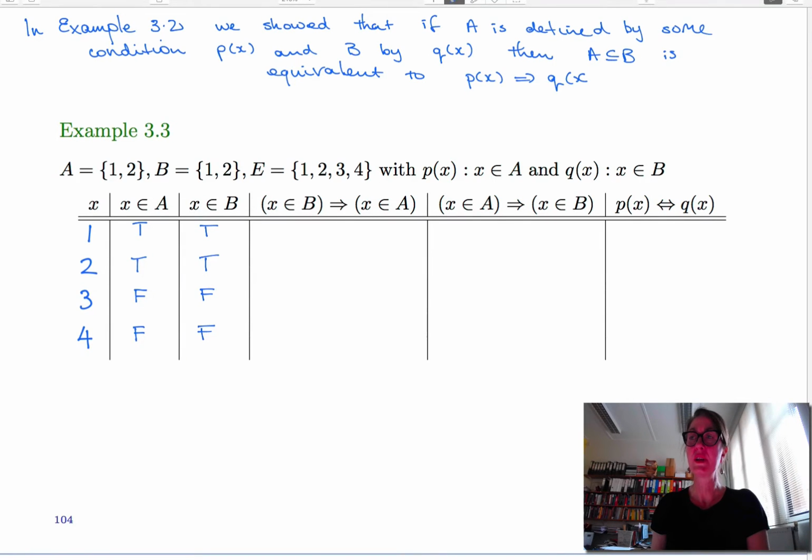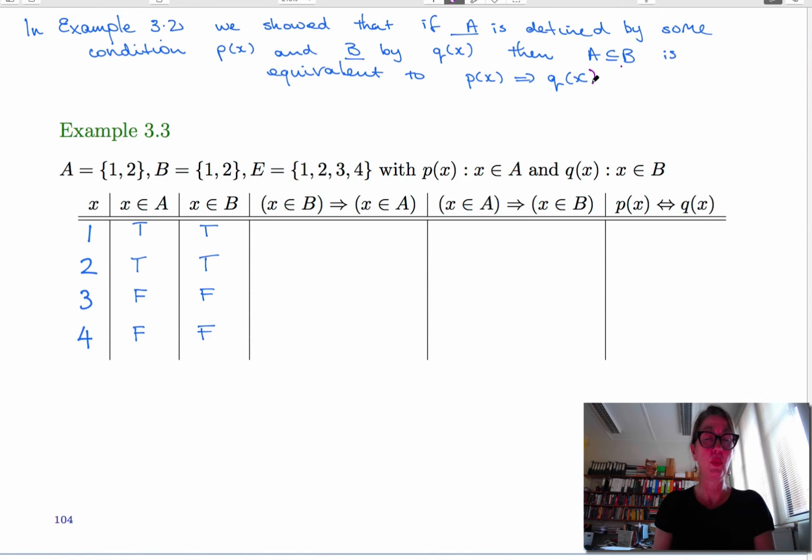So today we're just filling in the details of example 3.3, and if you remember back to when we did this part of the work in example 3.2, we showed that if we had two sets A and B, and the set A was defined by the elements in a bigger set where the condition P of X was true, and B was defined by the set of elements in a bigger set where Q of X was true, then A being a subset of B was equivalent to P of X implying Q of X. So that's what 3.2 said.